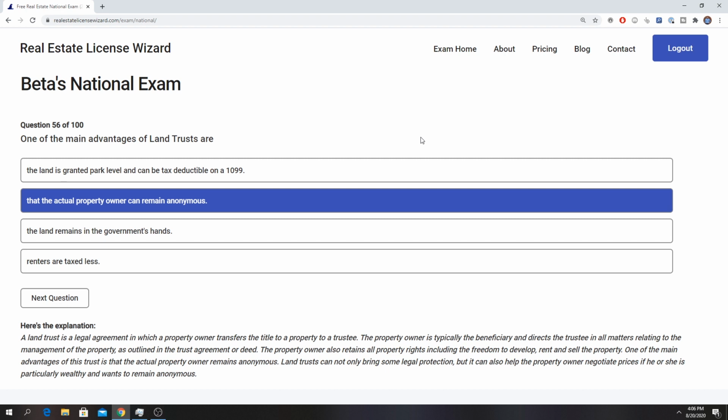It's true. Land trusts can not only bring some legal protection, but can also help the property owner negotiate prices if he or she is particularly wealthy and wants to remain anonymous. So I'm going to give you guys the coolest example of this right now. And don't worry, I'll be quick and then we'll move on.